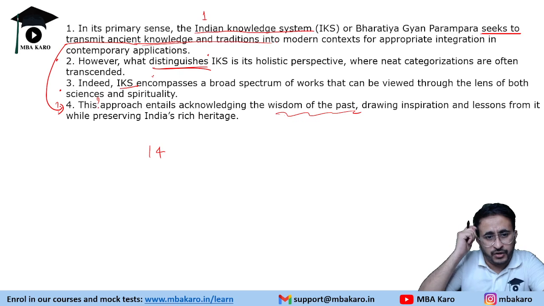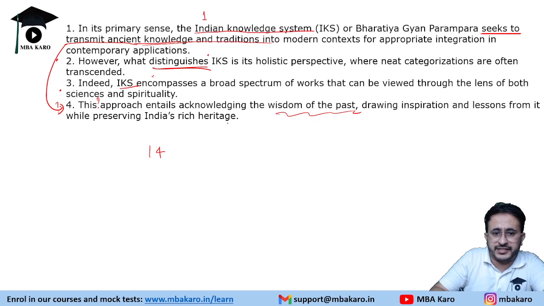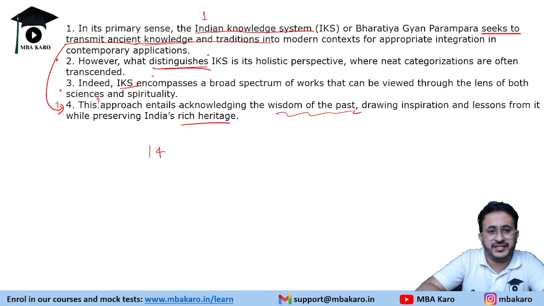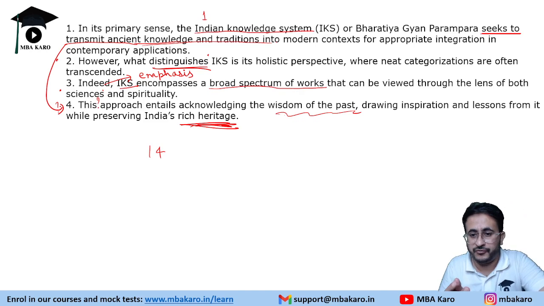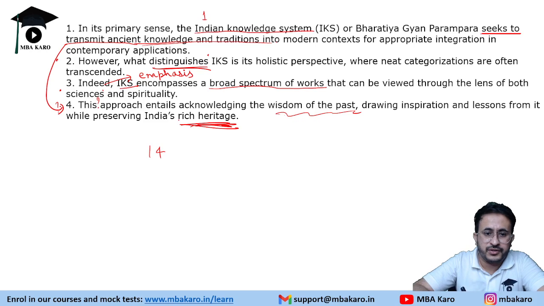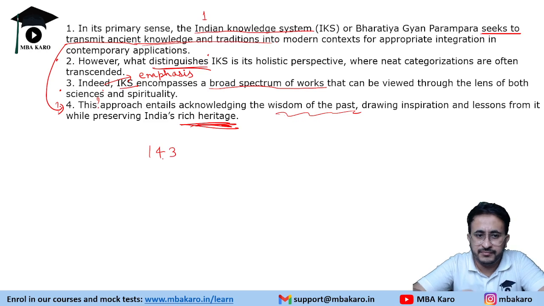Okay. Now, when we talk about rich heritage, now you see the third point. I told you indeed means something. Indeed is used to show emphasis on something. Now, the third sentence is emphasizing on this rich heritage part when it says broad spectrum of works. Okay, so broad spectrum of works means it is talking about that rich heritage, isn't it? So, then three will link.